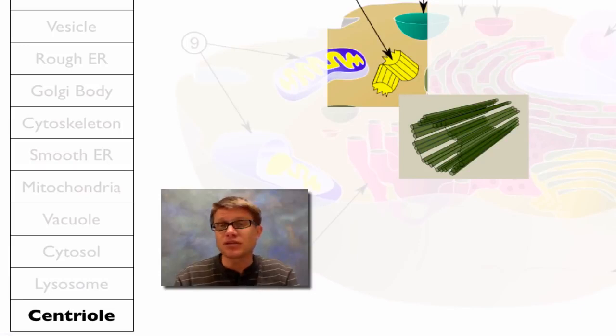And finally, we have the centriole. Centriole is part of what's called the centrosome. And basically, it's important in positioning within the cell. So dependent upon where the centriole is, it's also going to set up where the nucleus is going to be and where the other parts of the cell are going to be.